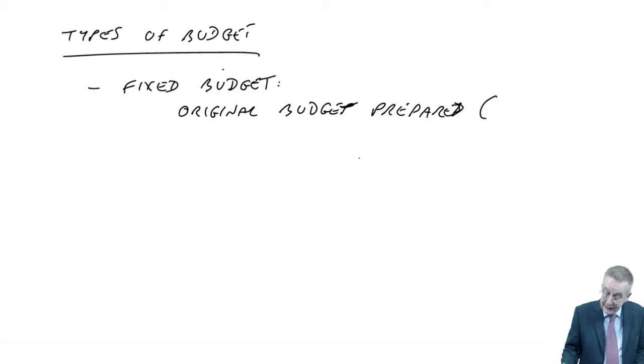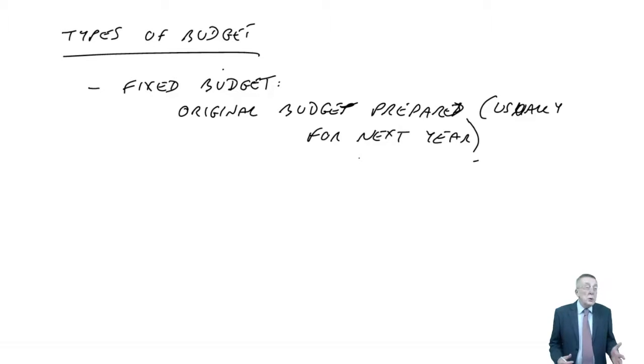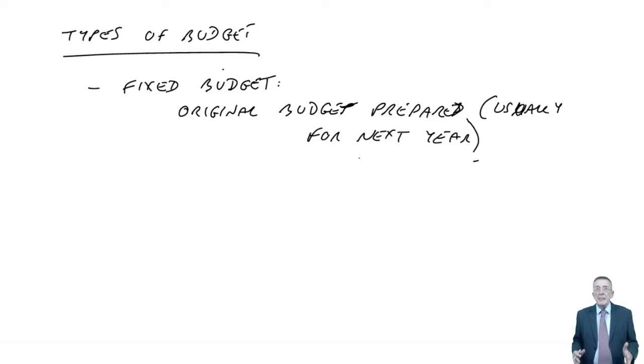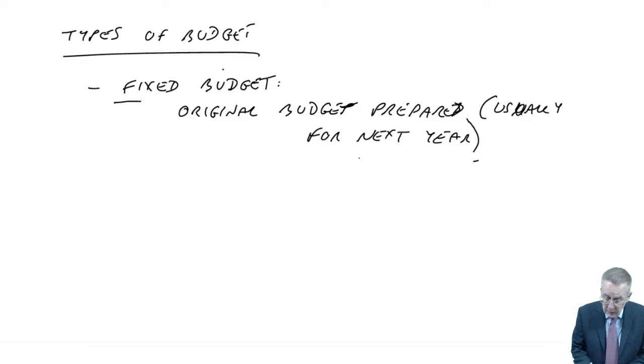Oh dear, I can't spell. That looks awful. I say usually for the coming year. Usually people budget for the following year. You know, in November you may prepare budgets for the next calendar year. That's not a rule. You can budget for any period you like. But I think you know what I mean.